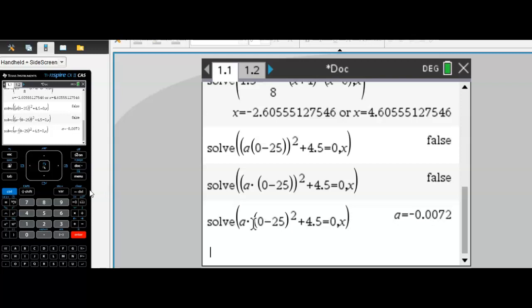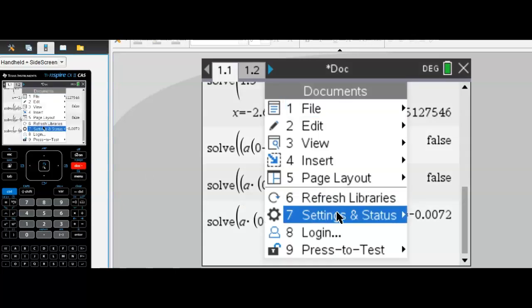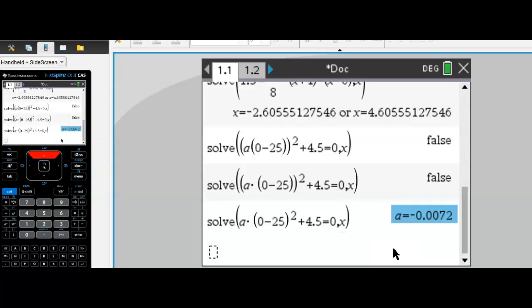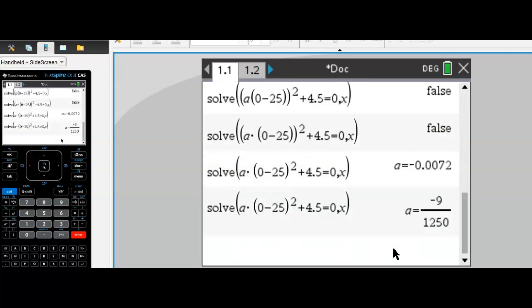I can assume that it is the right one, but we can just go to Document, Settings. So you should be interchanging between these, approximate, exact. I'd probably always leave it in exact mode, but sometimes approximate's good. Okay, so there we go. A equals -9 on 1,250.